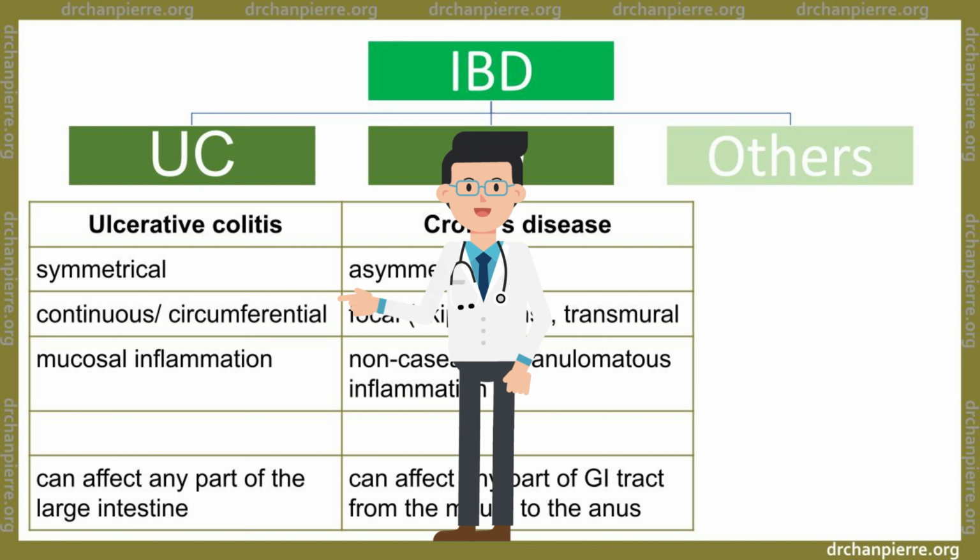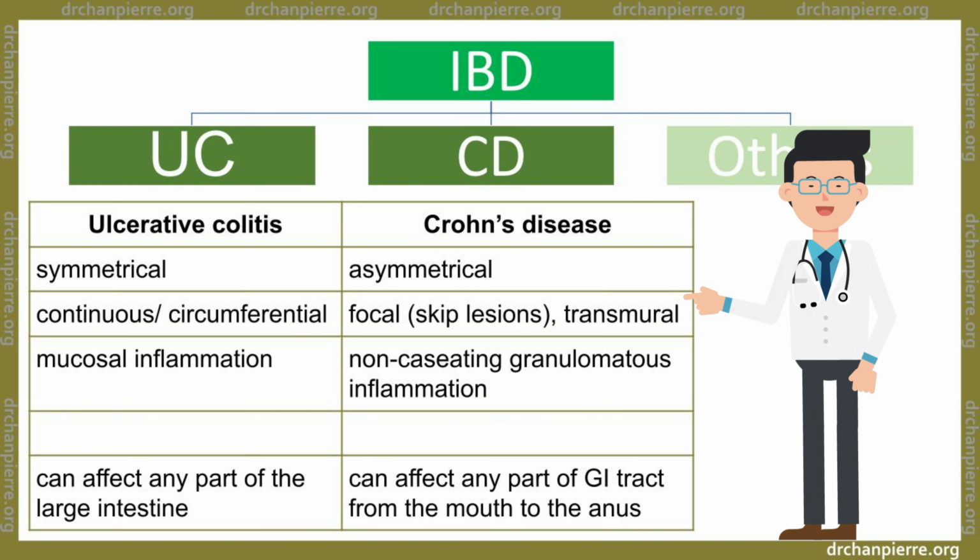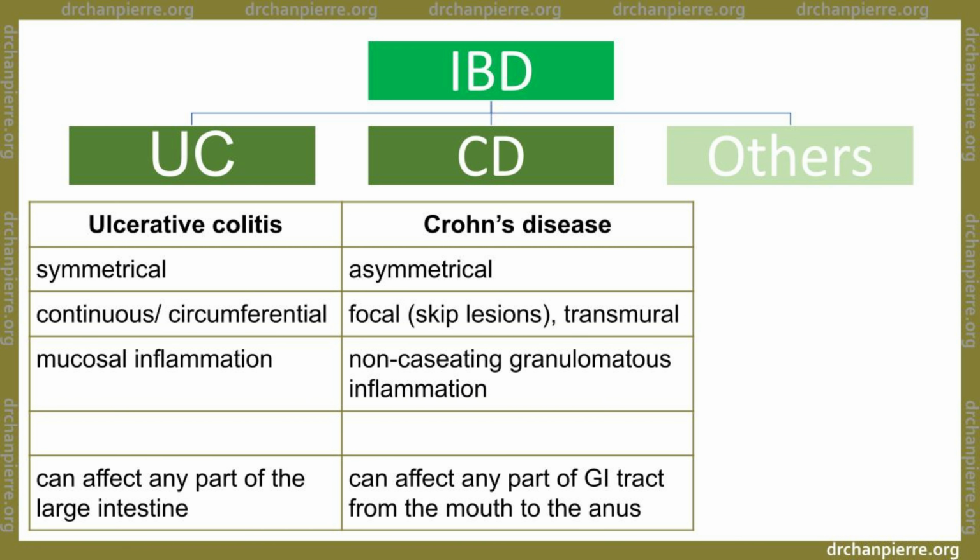Ulcerative colitis is diagnosed by demonstrating characteristic features of symmetrical, continuous, circumferential, mucosal inflammation, while Crohn's disease is diagnosed by demonstrating asymmetrical, focal, skip lesions, transmural, or non-caseating granulomatous inflammation. UC affects only the large intestine, while CD can affect any part of the GI tract from the mouth to the anus.